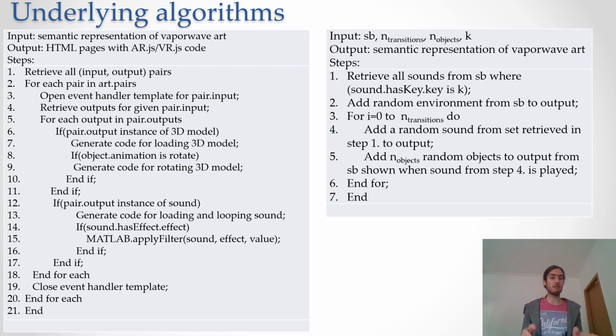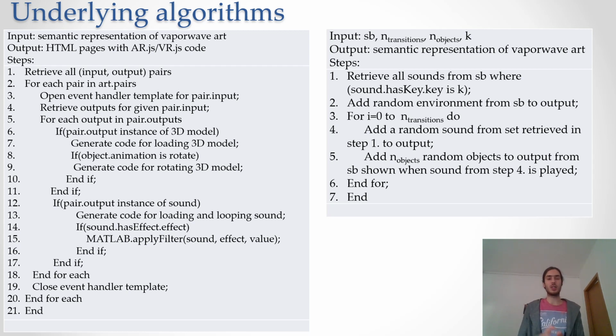Moreover, depending on the type of output, a corresponding action is taken, like loading a 3D model or animating it, rotating it if it has to be animated. For sounds, we check if it has to be processed, apply MATLAB filters, and then we load and play the sound. Actually, we generate the code that will play the sound when input happens. So after we traverse all input-output pairs, we generate the complete AR.js and Three.js code application.